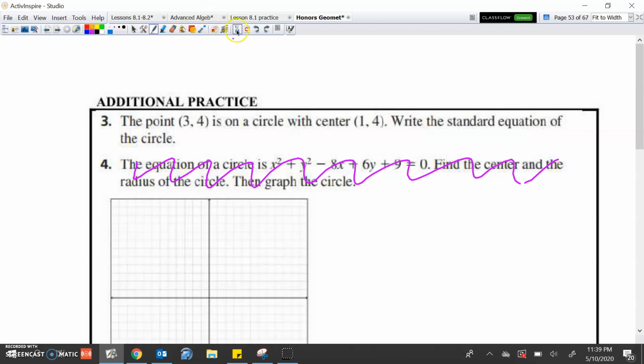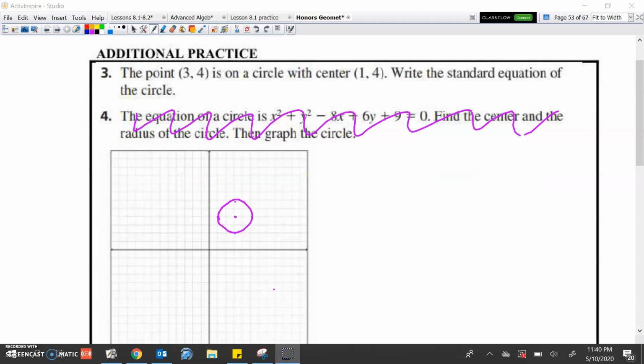I'd like to do 2 more with you. Okay, so the first one here, number 3. Okay, so practicing again, I've already graphed it. It says the point 3,4 is on the circle with a center of 1,4. So we'll work through that together. So 3,4, over 3 up 4, that's on the circle. Our center point is 1,4. So actually I think it would look more like this.